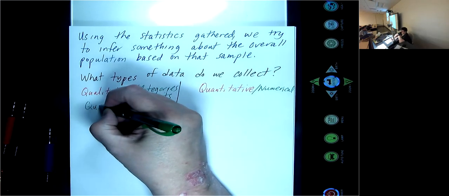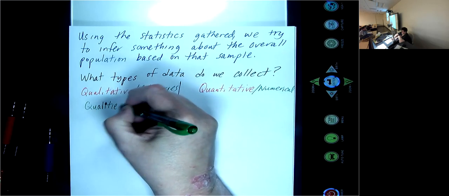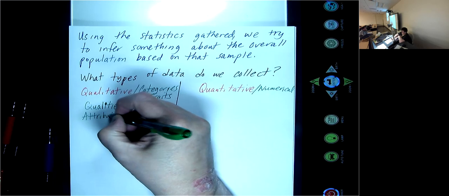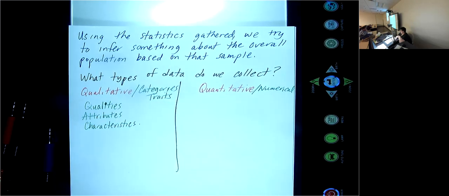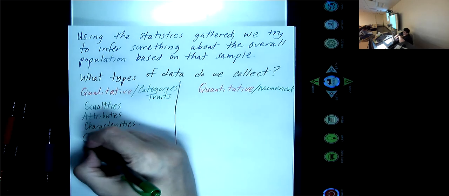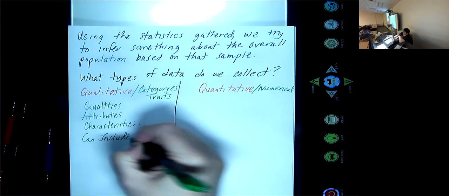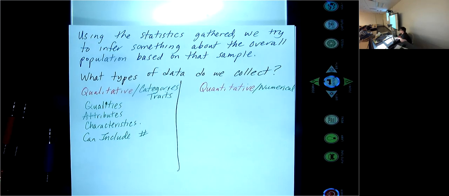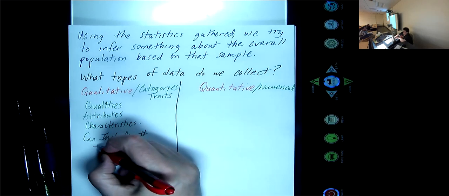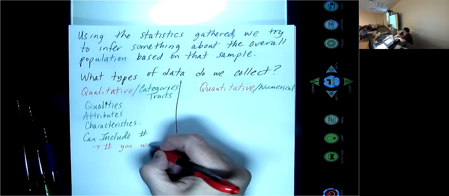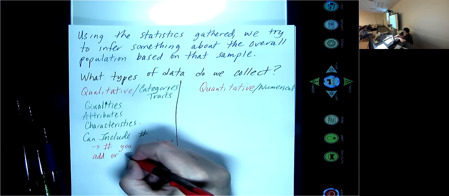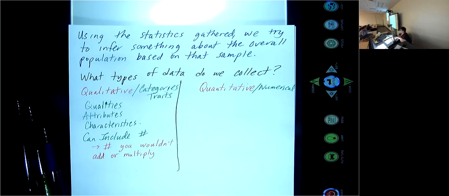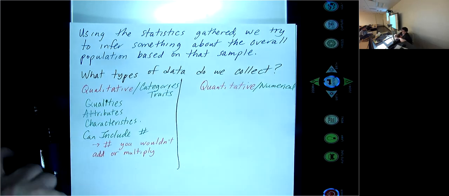So qualities, attributes, characteristics. They can include numbers. I use the pound key for number. They can include a number. The types of numbers they include, though, are numbers you wouldn't add, subtract, multiply. We'll give a list of them in a second. Example stuff.